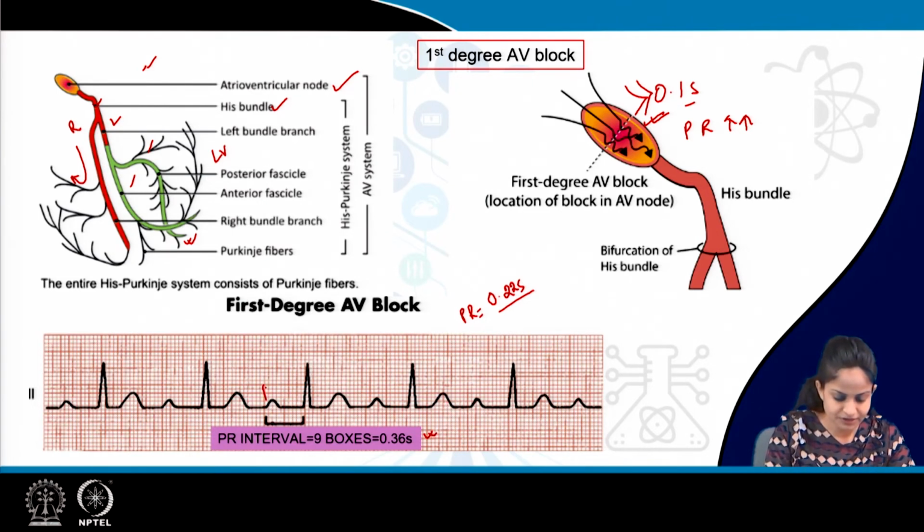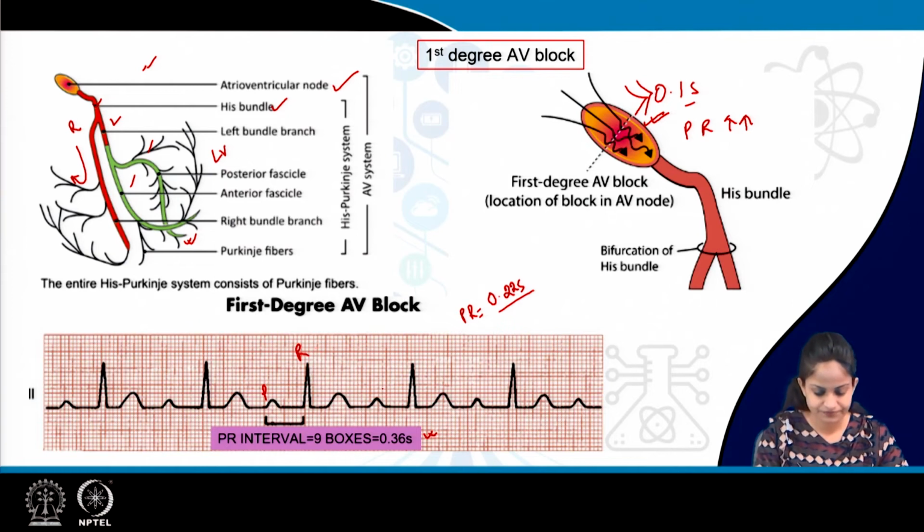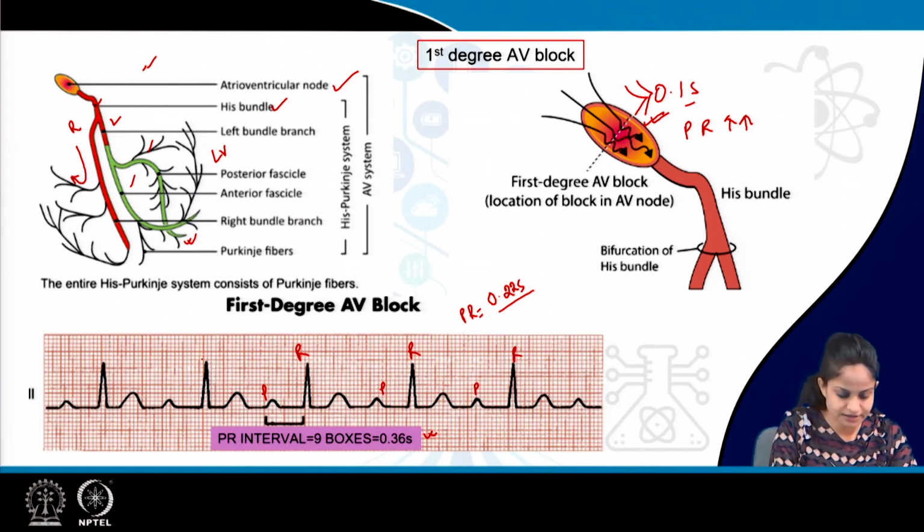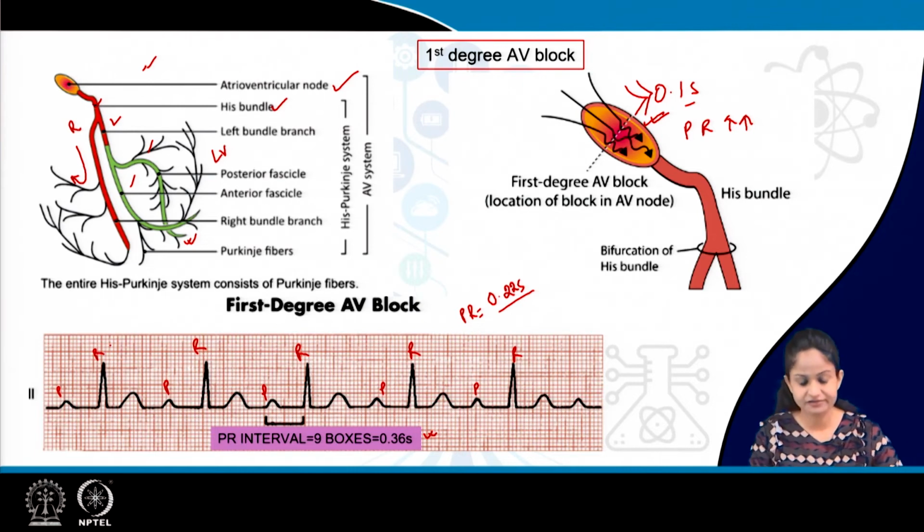This is the P wave, this is the R wave, P wave, R wave. We can see in every case the P wave and R wave are present regularly, and the PR interval is prolonged also at regular intervals. So, this is the first degree AV block. It is quite easy to determine in the ECG.